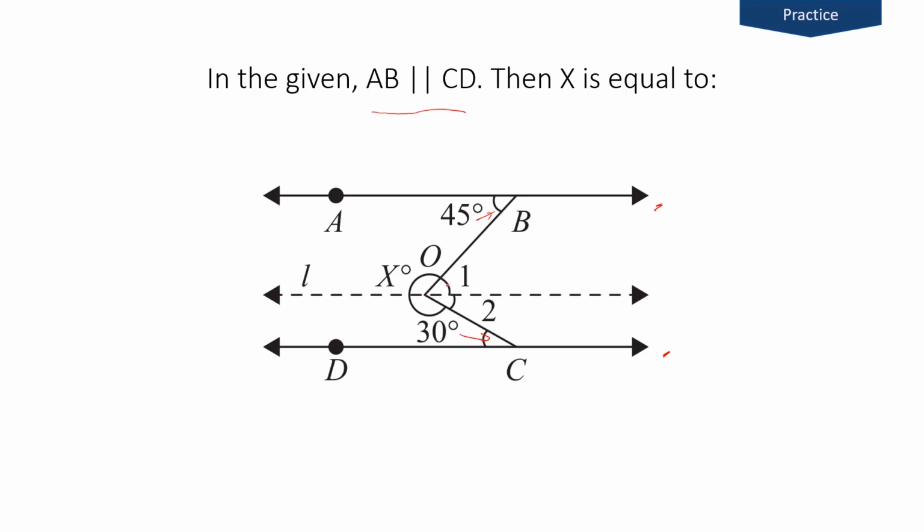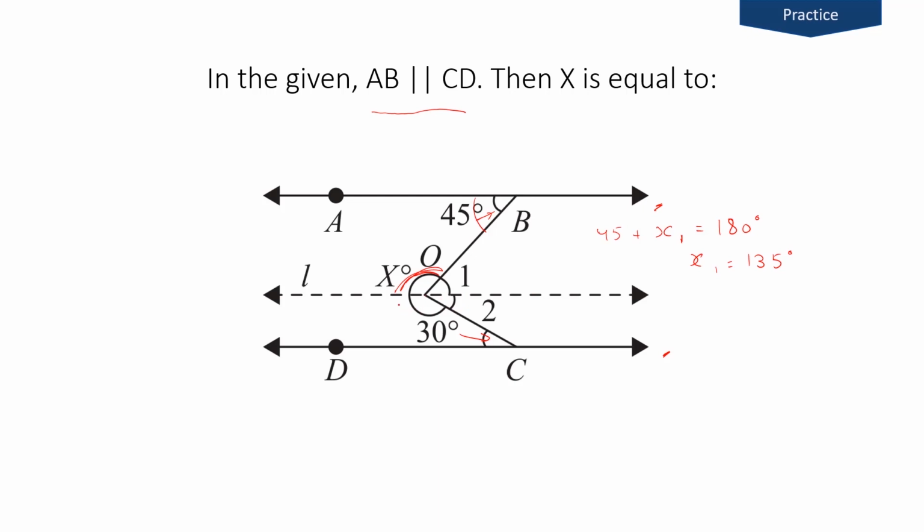And once we have created this dotted line, you can see that angle ABX and this part of the angle x, these two are interior angles on the same side of the transversal. So their sum is 180 degrees. 45 plus x1 is equal to 180 degrees. So x1 comes out to be 135 degrees.